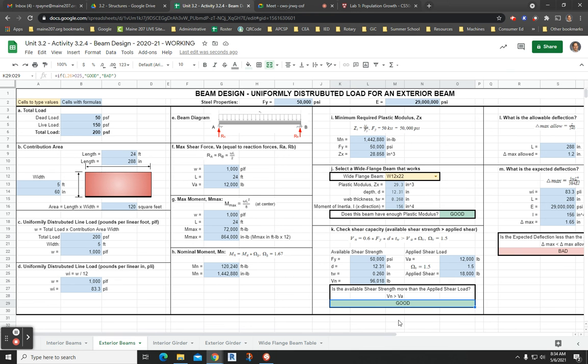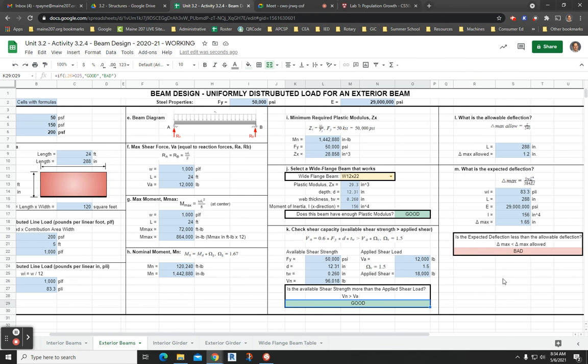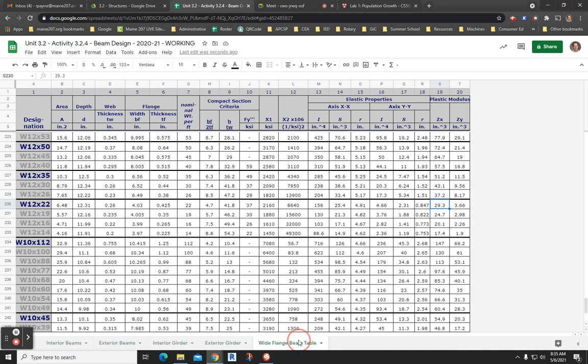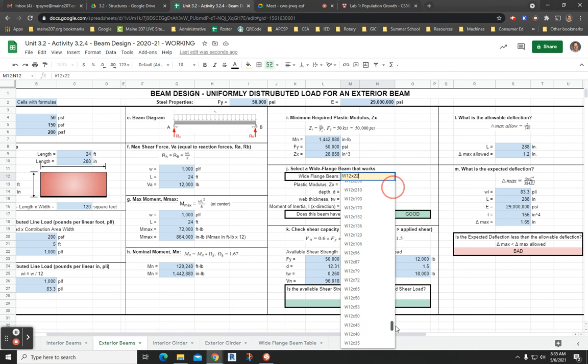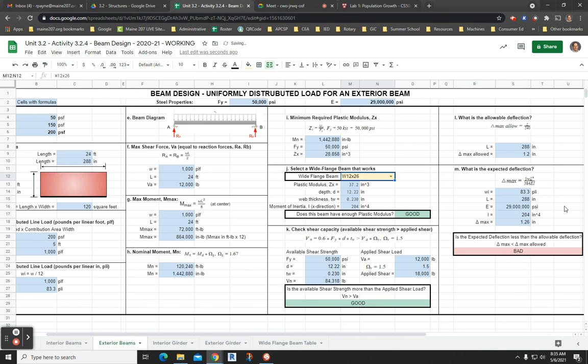I'm good on shear. And just like last time, it's my deflection that's too much. All right, it's 1.65 inches, and I'm only allowed 1.2. All right, so I got to get a stiffer beam. So head back over here. So 12 by 22. We can just go up a beam to 12 by 26. Let's see if not, we'll do 12 by 30. Let's see, 26, if that works.